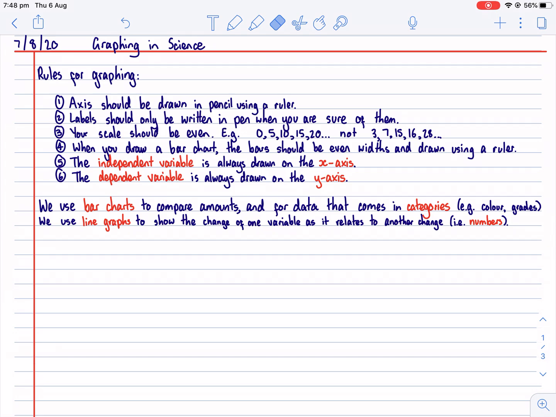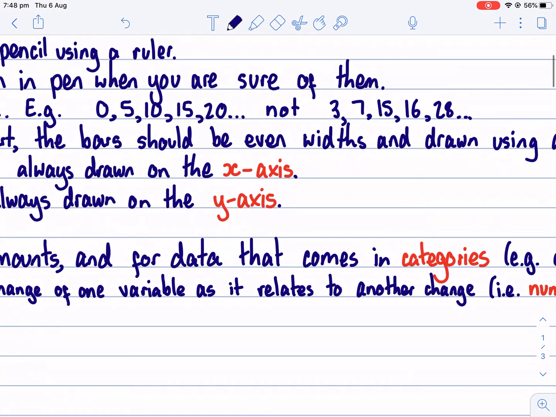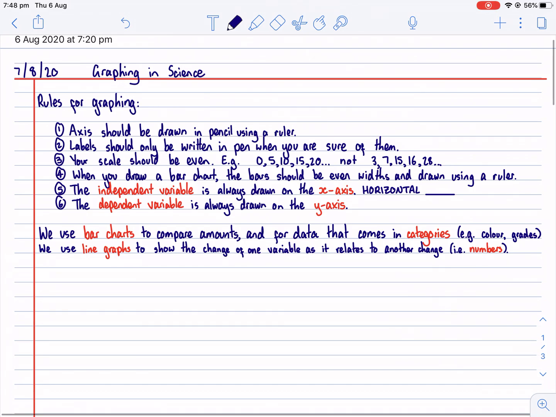The independent variable is always drawn on the x-axis, and that is the horizontal. So that's that looking thing. And the dependent variable is always drawn on the y-axis, which is the vertical one, which goes up and down.